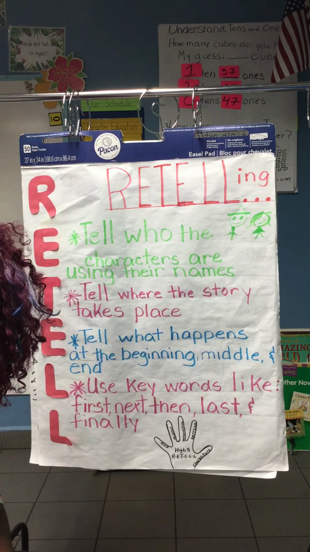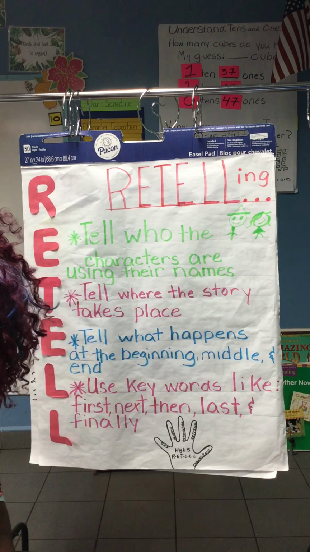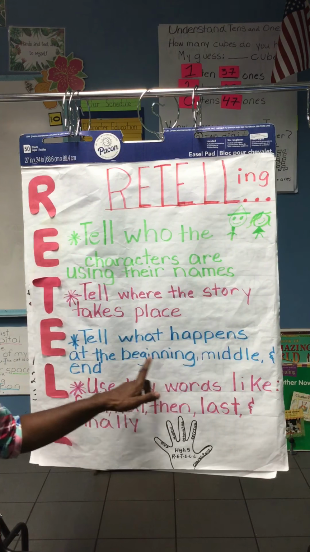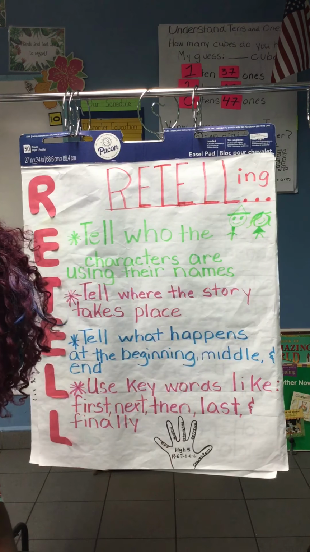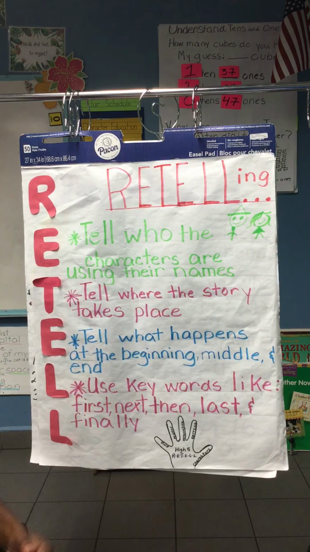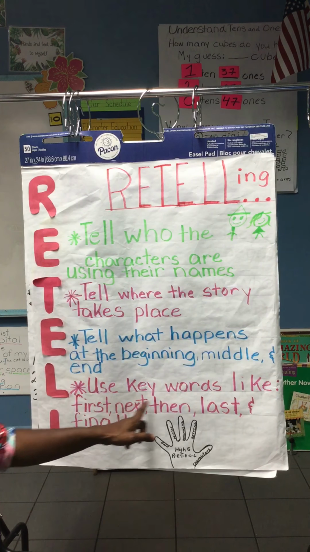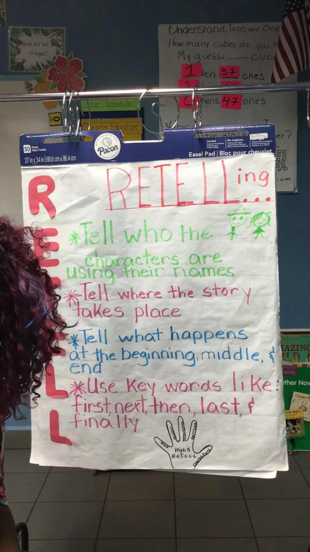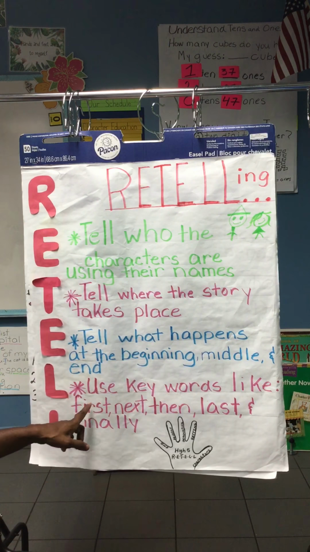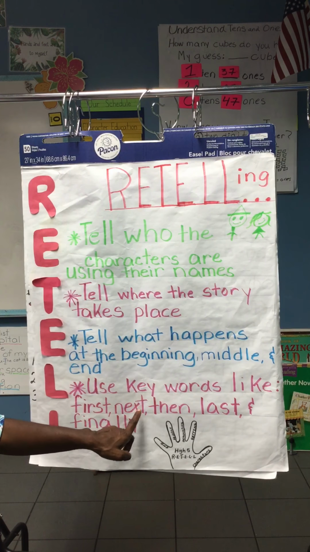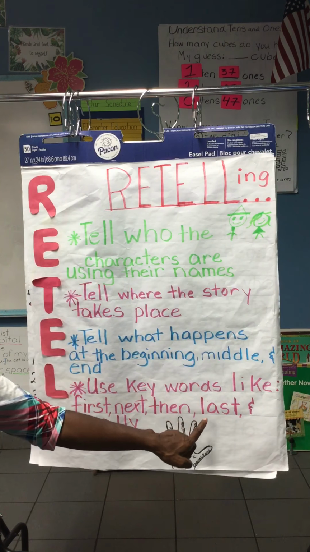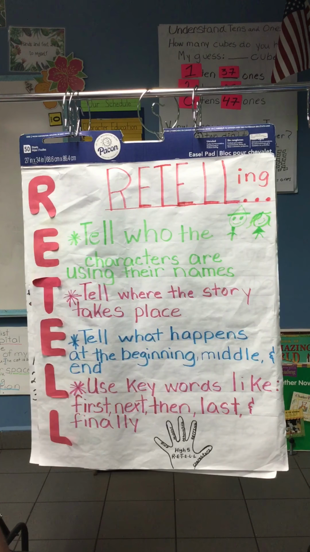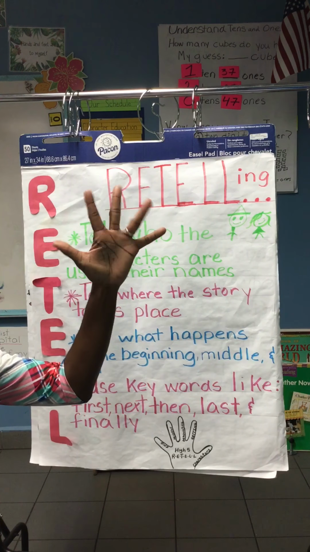two sentences about what happened at the beginning, and your own idea. How would you write about that? What happened in the middle, and what happened at the end. And then you use keywords. You always don't forget about your keywords that we learned about. First, next, then, last, and finally, how. Okay, the high fives to retelling.